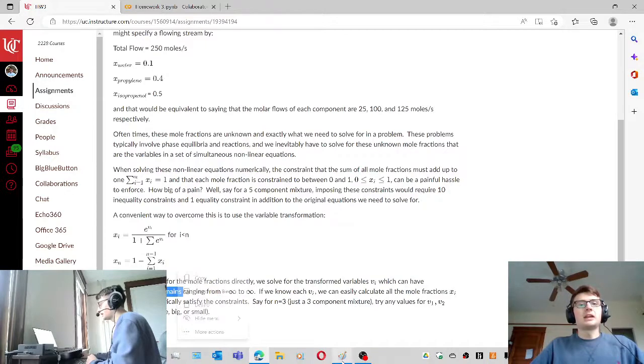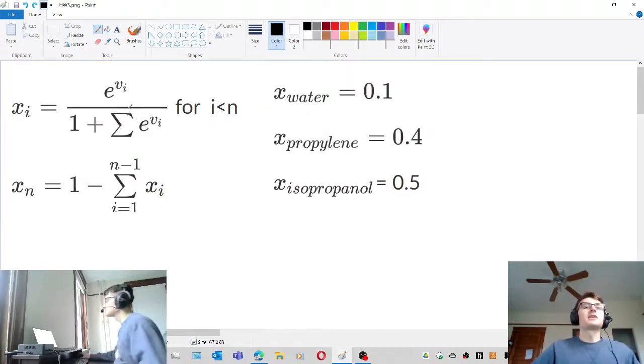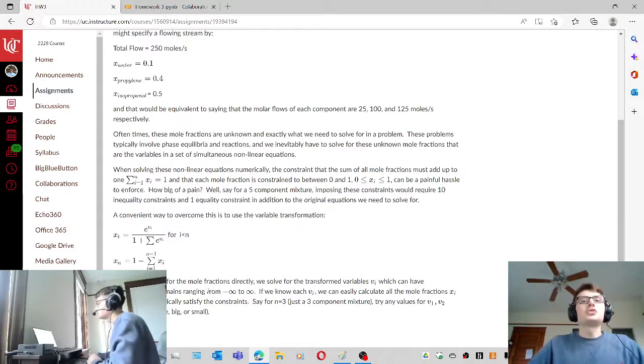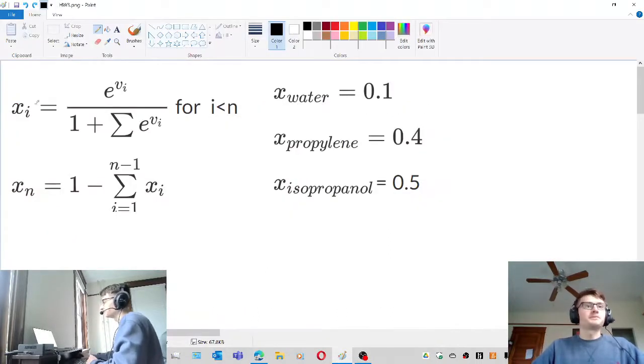So let me get out Paint, and we'll try to represent this. Actually, I should get to the actual problem statement. We want to find a way to go from knowing x to getting v. Right now, if we know all the v's, we can get the x's, but in this problem we just know the x's and need to get the v's. So how do I get there? That's what I'll try to do in Paint.